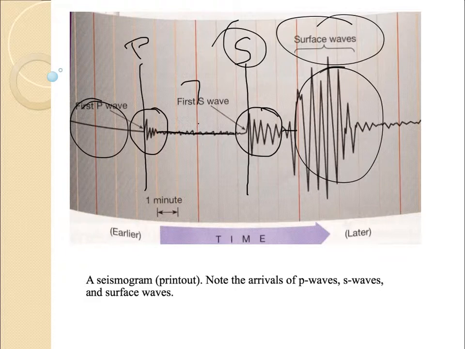So in every seismogram, well, not every seismogram, you don't get all three types of waves in all seismograms, and we'll explain that in a later video. But in most cases, you will get all three types of waves. So we have a P wave comes first, and then an S wave, and then a surface wave.